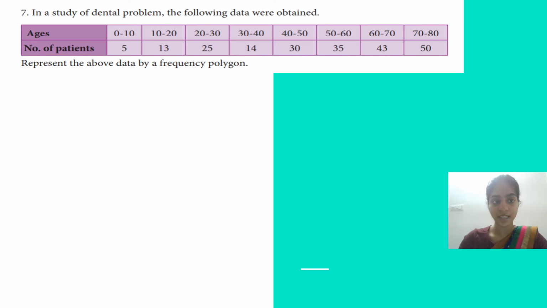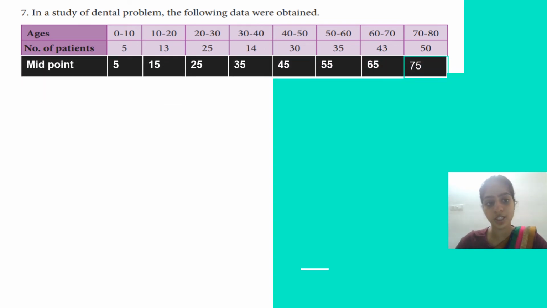And then the next question is, in a study of dental problems, the following data were obtained. Ages are given. The number of patients for each age group is also given. Represent the above data by a frequency polygon. Here, drawing a histogram is not asked. Hence, we need not construct a histogram to draw the frequency polygon, and we must directly construct the frequency polygon. To directly construct the frequency polygon, first we must find the midpoints of each class interval.